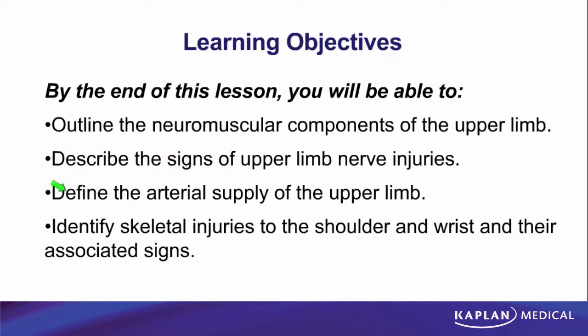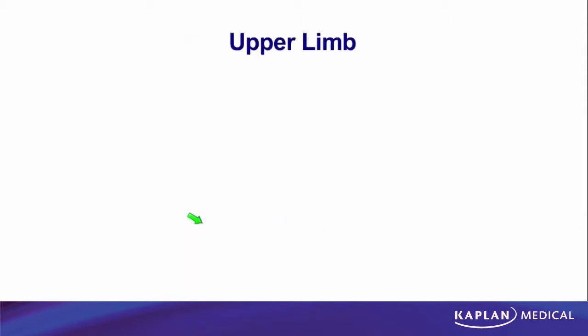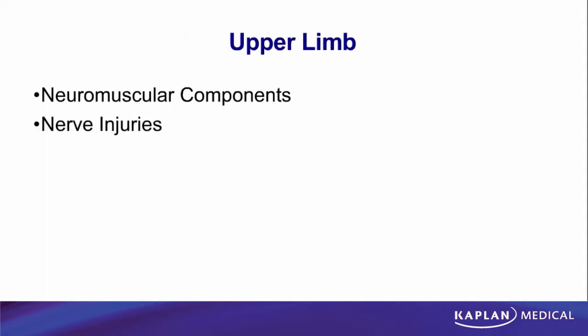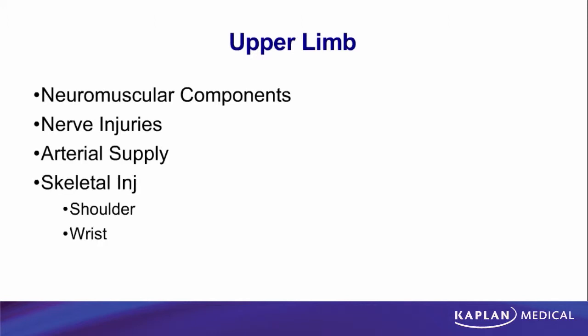We want to have a brief view of the arterial supply of the upper limb, and then focus on a couple of regions of skeletal injuries in the upper limb, particularly for the shoulder and the wrist. So what we will be doing is first looking at the neuromuscular components of the upper limb. Then we'll focus on nerve injuries, then a brief look at arterial supply, and then the skeletal injuries associated with the shoulder and the wrist.